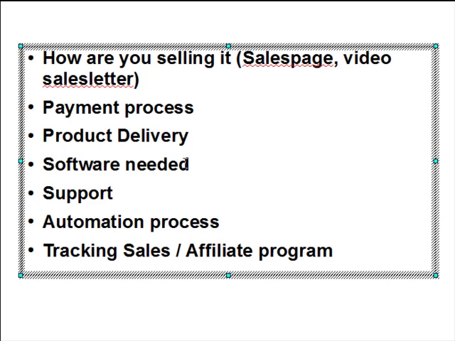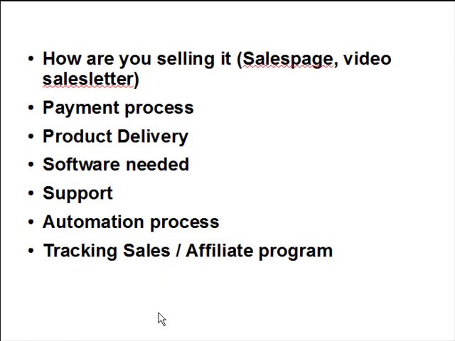Automation process. How are you going to automate this whole process, or at least semi-automate the process? My whole goal here is to get you to automate or semi-automate this process so that you spend less time on this process and you spend more time selling it or getting the product out there. Then tracking sales, an affiliate program, which you're going to need to track your affiliates and those who promote your product.